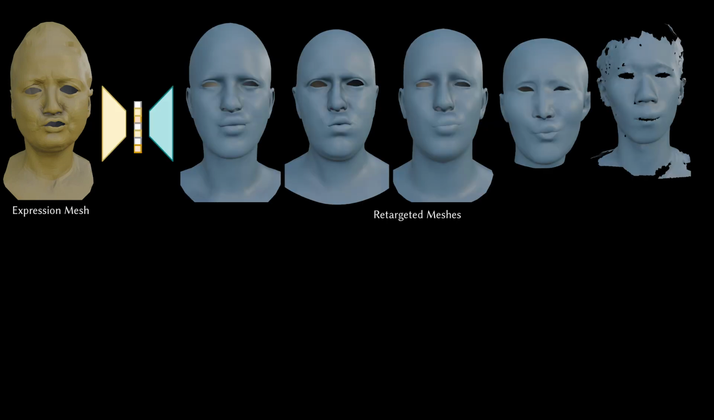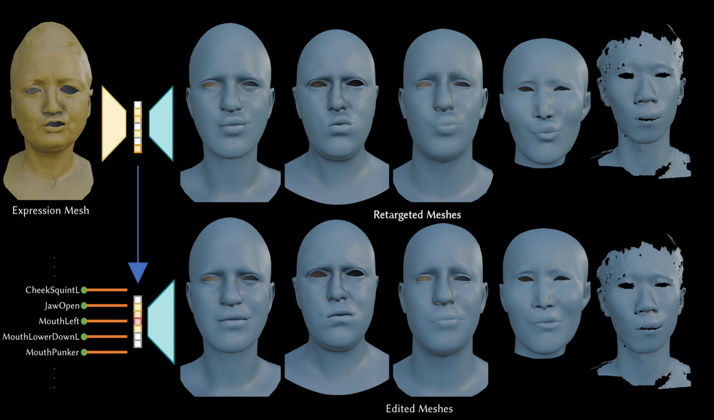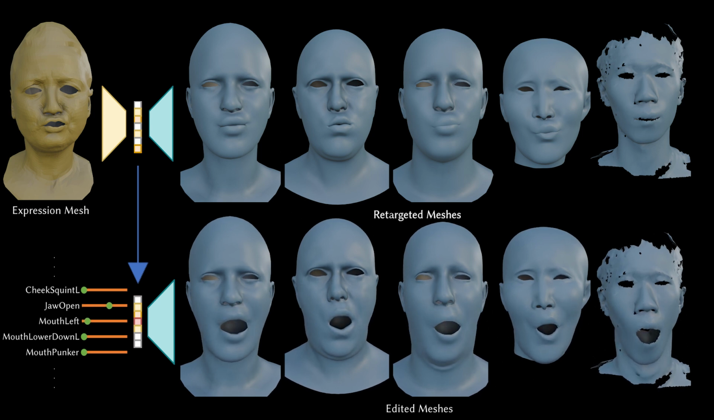Given an unrigged facial mesh with an unknown expression and identity in an arbitrary triangulation, NFR can transfer the expression to unrigged facial meshes with arbitrary triangulations. It also provides an interpretable latent space for user-friendly editing of the retargeted meshes.